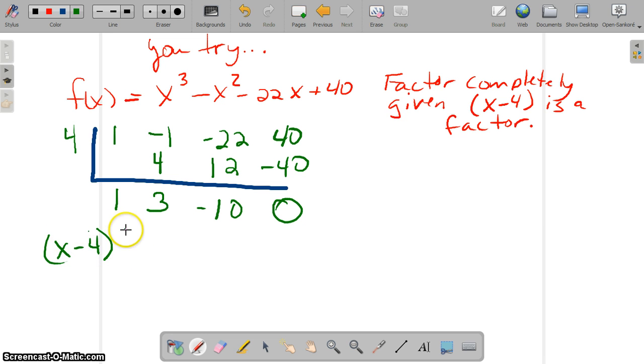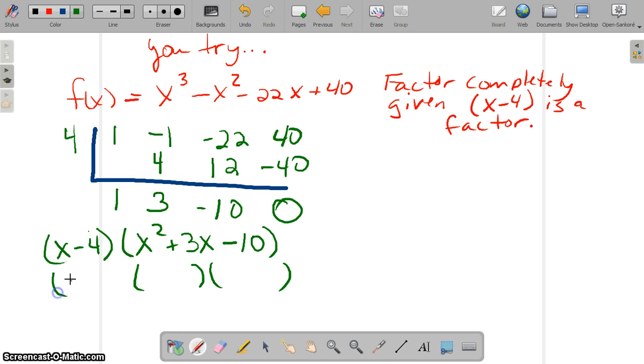I already determined that. This is x squared plus 3x minus 10, these are all my coefficients. Okay, then we're going to factor this completely. We still have x minus 4. X, some factors of 10. 5 and 2, I believe 5 and 2 are going to work. So 2x and 5x. In order to get a positive 3x, this 5 has to be positive and the 2 has to be negative. And those are your three factors of this polynomial.